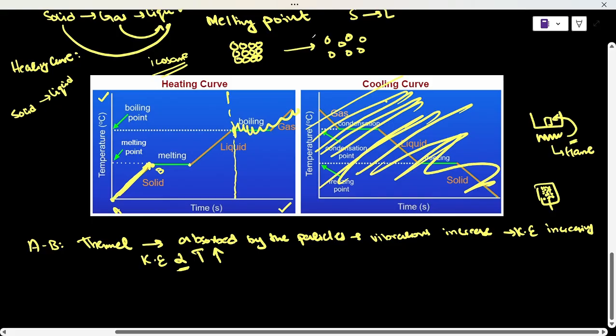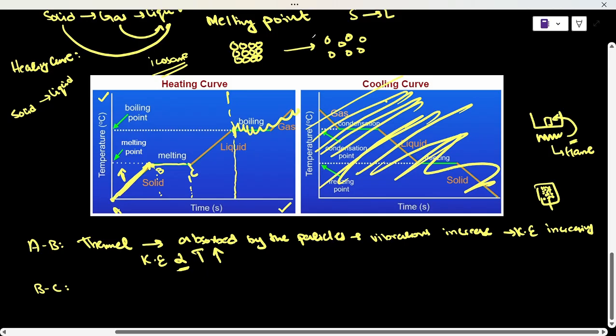Now, let's look at point B to point C. One deduction you can make already is that because this is a temperature based graph, you can see temperature is rising at this point, but at this point it has remained constant. So you already know that from point B to point C, temperature remains constant.